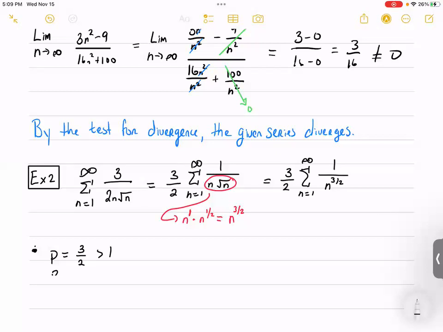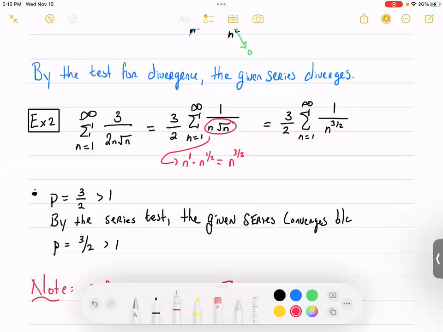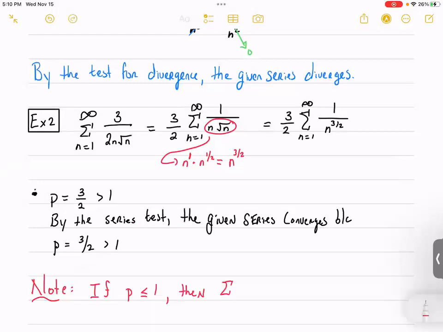You can make a note: if p is less than or equal to one, if it's in the form of 1 over n to the p power, that would diverge.